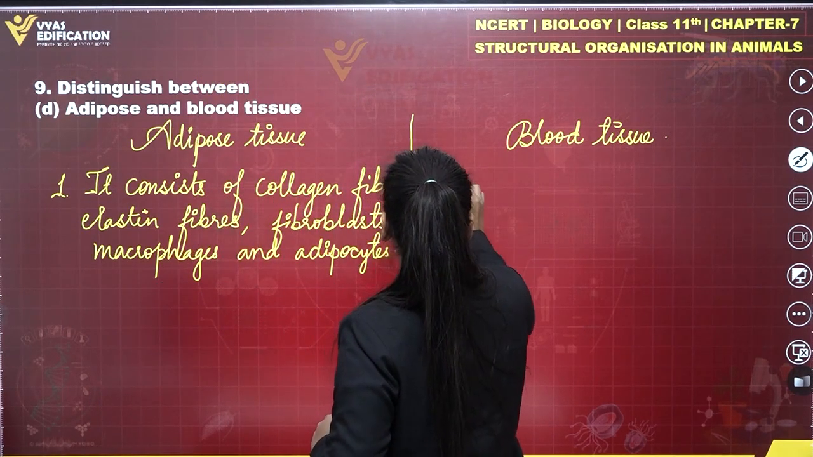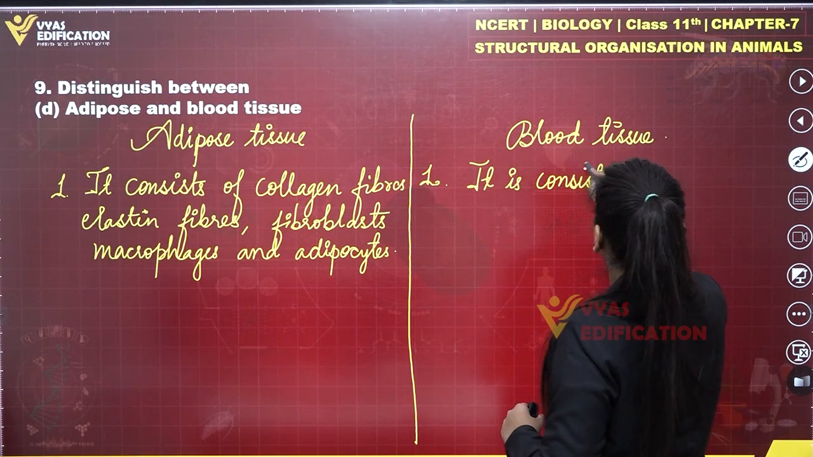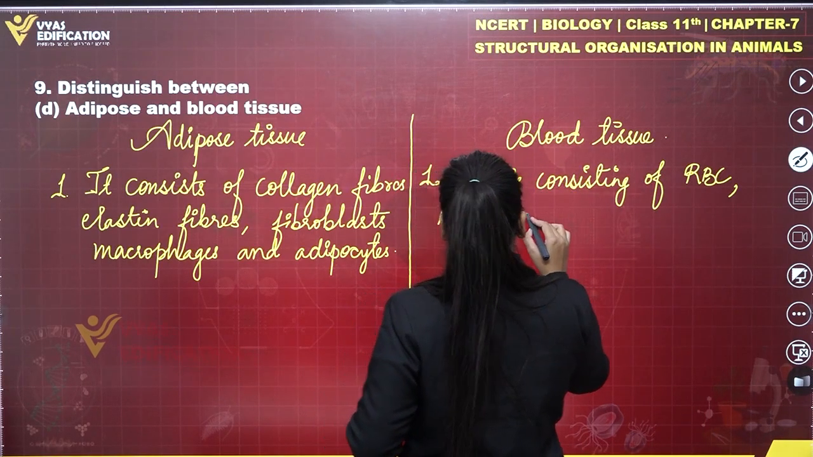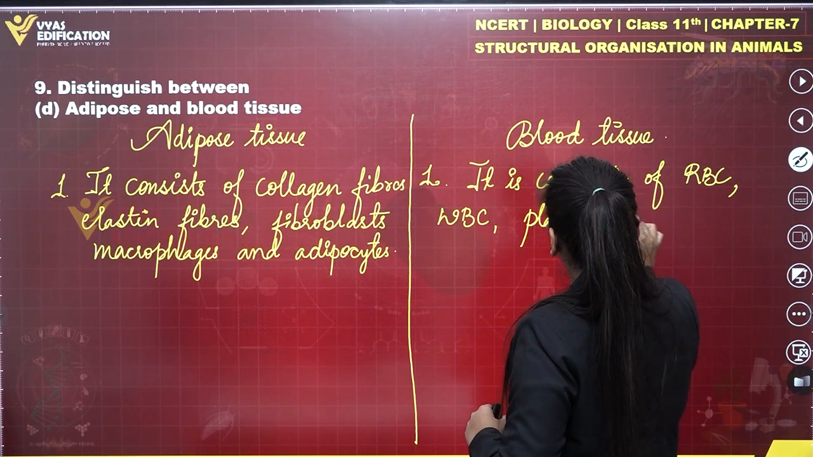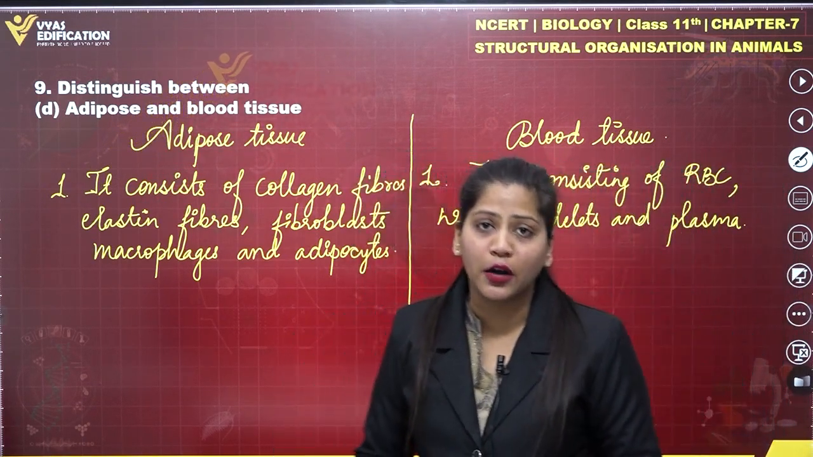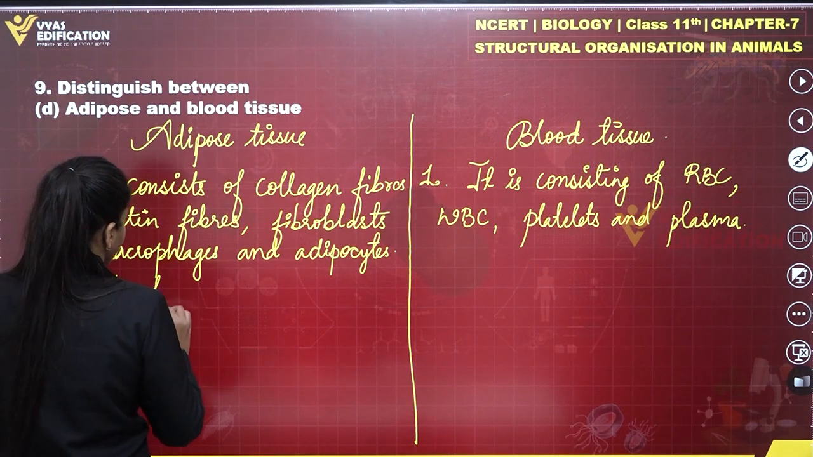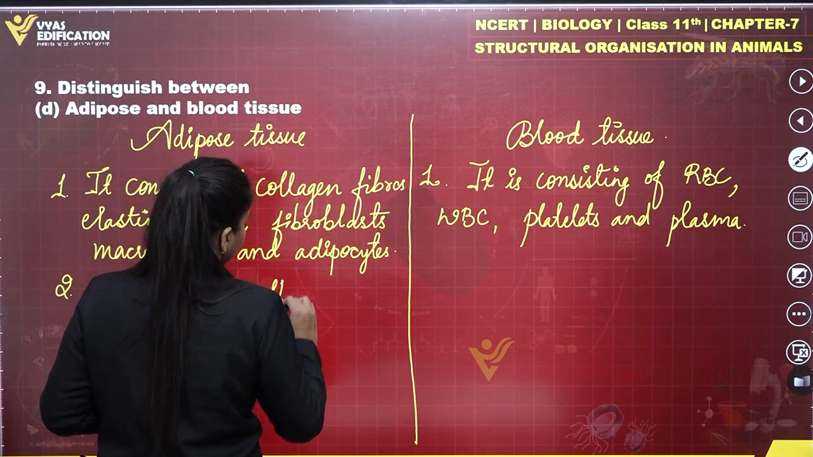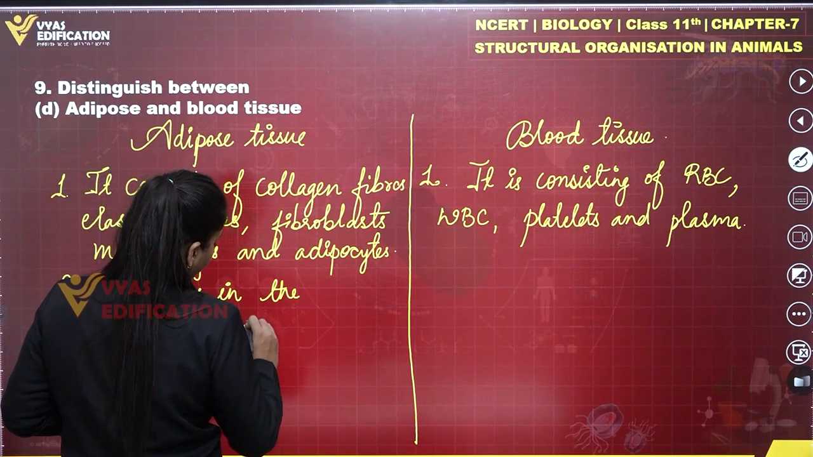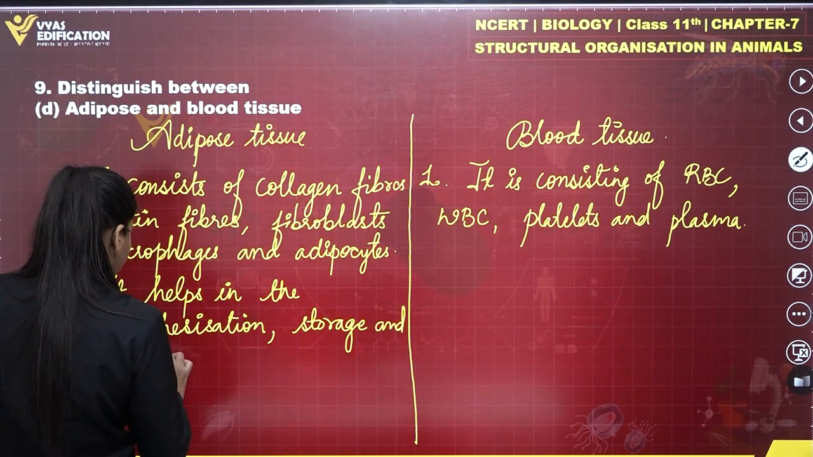Whereas the blood tissue consists of RBC, WBC, platelets, and plasma. Now the second feature is the function. What is the function of adipose tissue? It helps in the synthesis, storage and metabolism of fat.